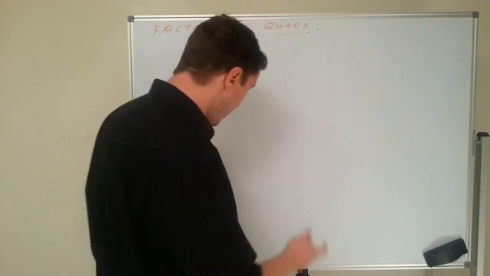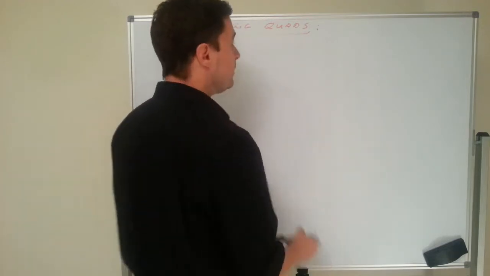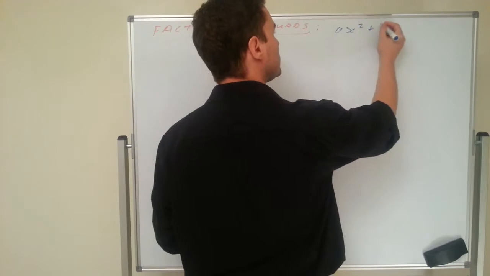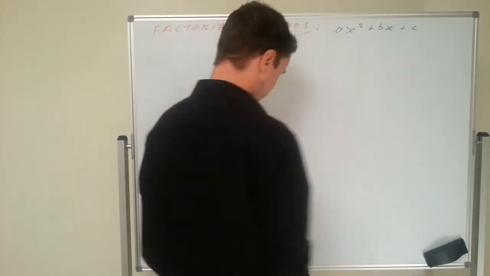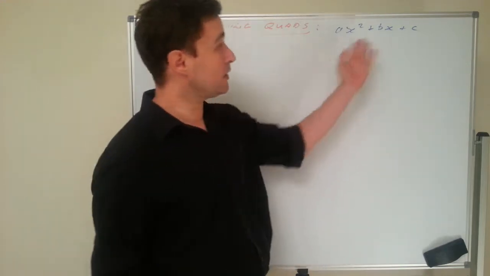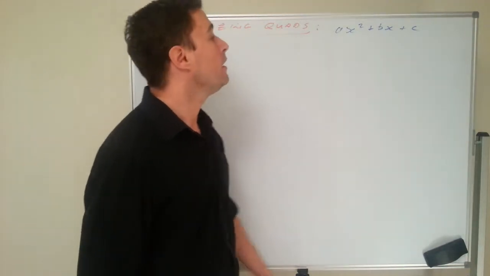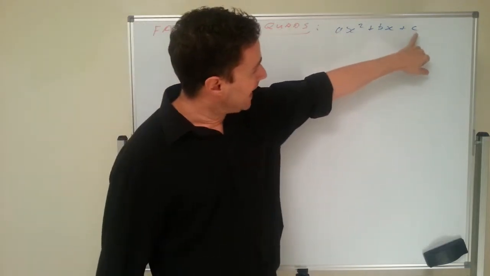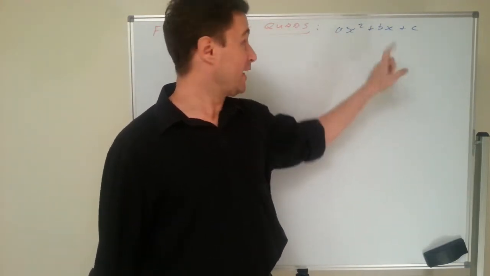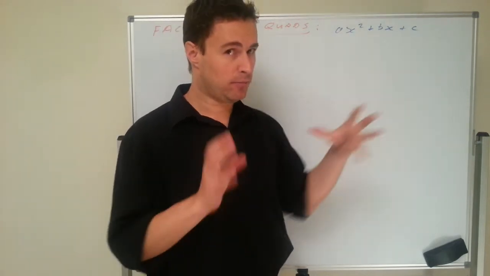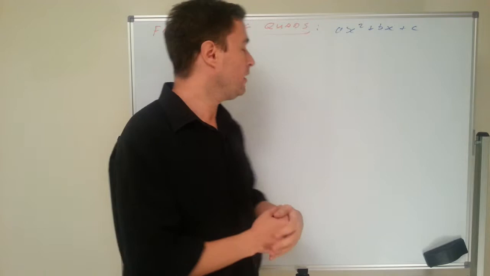Now what we need to do is, if a quadratic is of the form ax squared plus bx plus c, okay, so I'm not looking at a quadratic equation where it equals something, I'm just looking at the quadratic like that. What I have to do is find factors of a and c that combine to give me b.